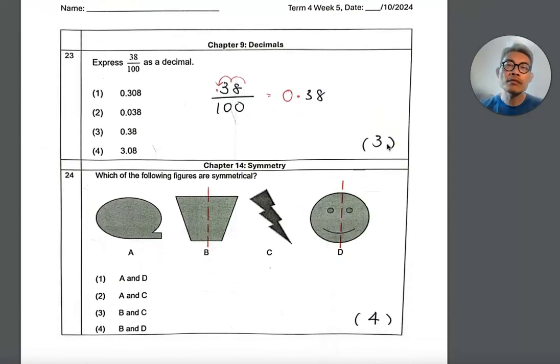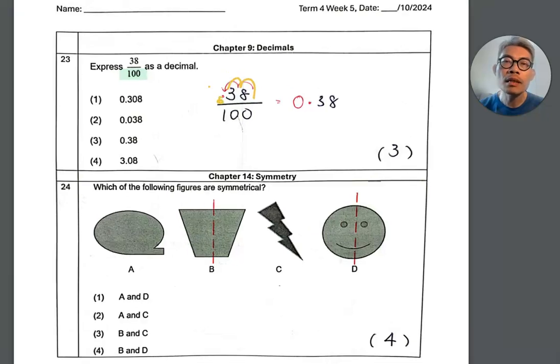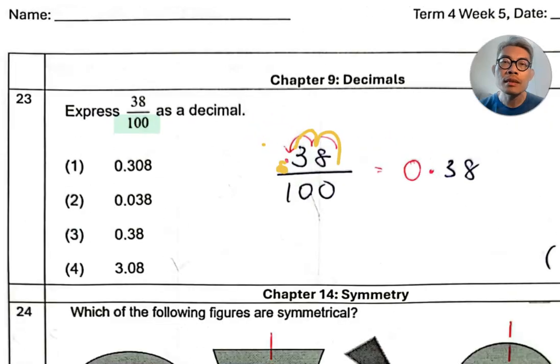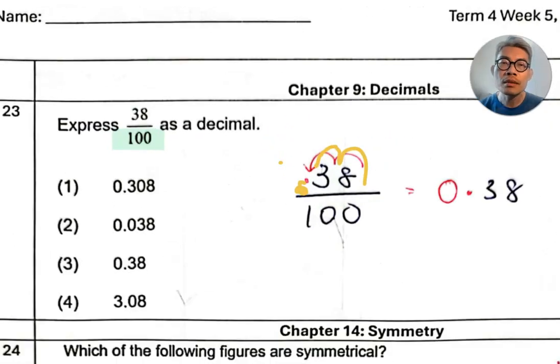Chapter 9. See, you're making very good progress. Express a fraction as a decimal. Now, how do you do this? You just divide it by 100, right? So therefore, you divide it by 100. That means you move the decimal to the left, starting from here. 1, 2. So this is where the new decimal place is. Add a 0 in front. And therefore, your answer is 0.38. Alright, 0.38.